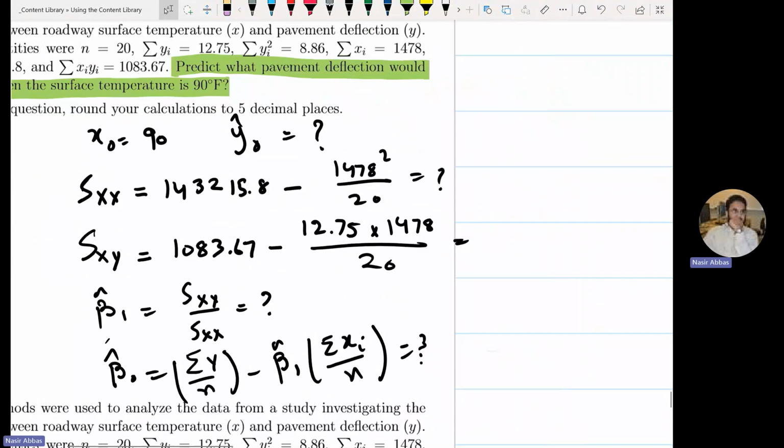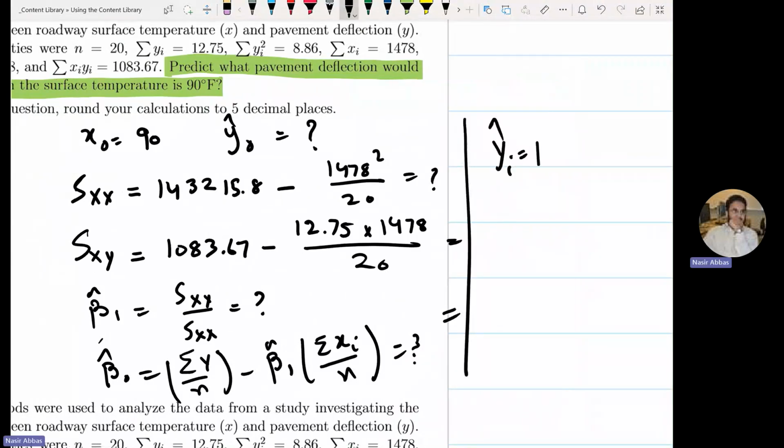Finally, you will have this model: yi hat equals beta naught hat plus beta 1 hat times x naught. In this model, you will put x naught equals 90 and you will get the final answer.